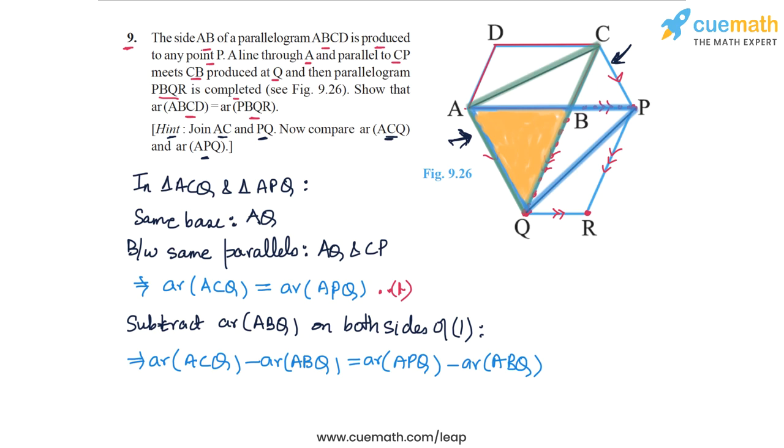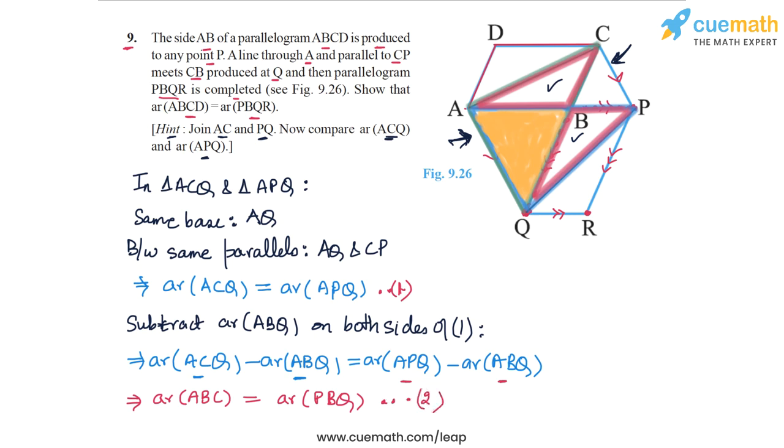So if you do that, now what will you get? So on the left side you will get ACQ minus ABQ. Observe the figure now carefully. This will give you the area of ABC. So area of ABC on the left side, and on the right side you will have APQ minus ABQ. That will give you PBQ. So on the right side we'll get area of PBQ, and let's call this equation 2.